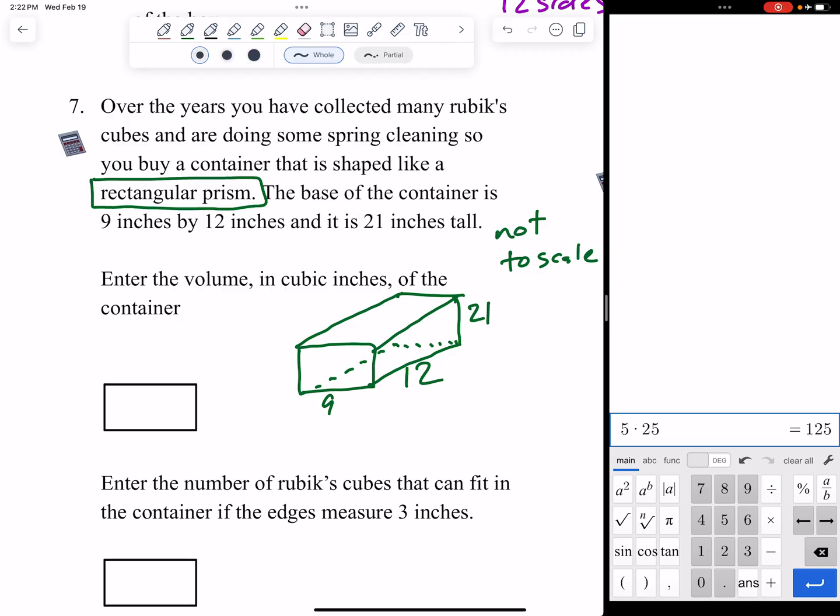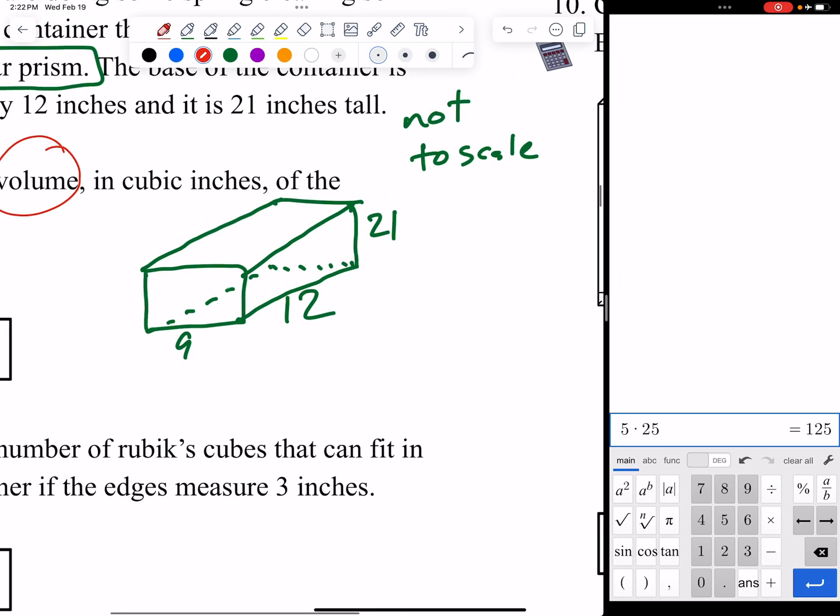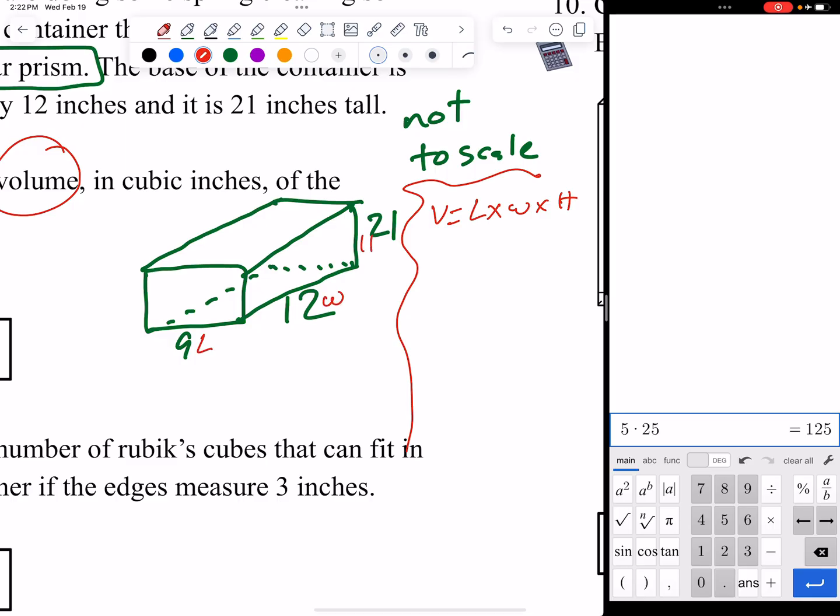All right, anyways, what do we need to do? We need to enter the volume. So let's see, do you remember how to find the volume of a rectangular prism? Well, the volume is length times width times height. So this is my length, this is my width, and that is my height. So I just got to multiply the 3 numbers. That's not that bad, right? So 9 times 12 times 21. And this is what I'm saying. Calculator, awesome. So 9 times 12 times 21.